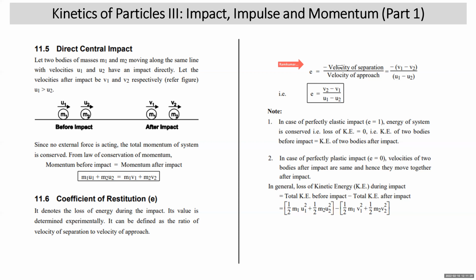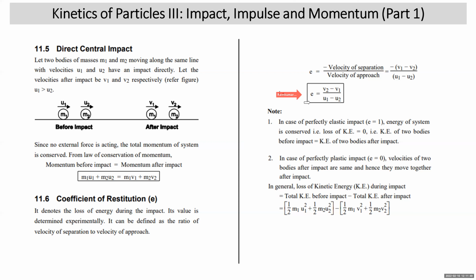Velocity of separation will be V1 minus V2. Negative sign, since the negative sign has to be put outside. If you remove the negative sign and simplify, the final formula we will be using for solving the problem is E is equal to V2 minus V1 upon U1 minus U2. So there is no need to use the negative sign.